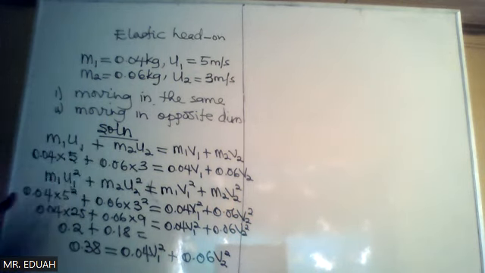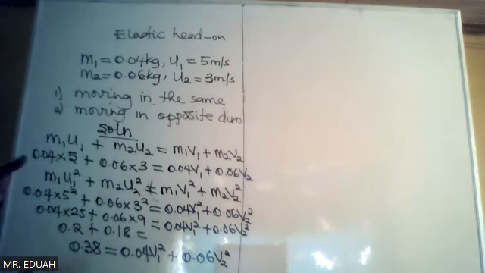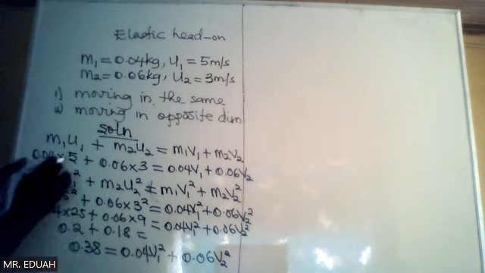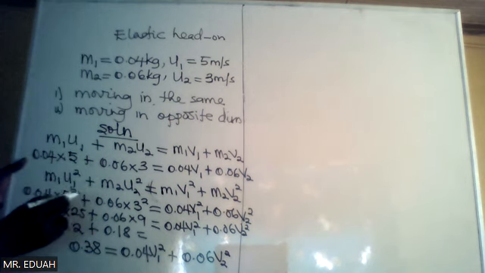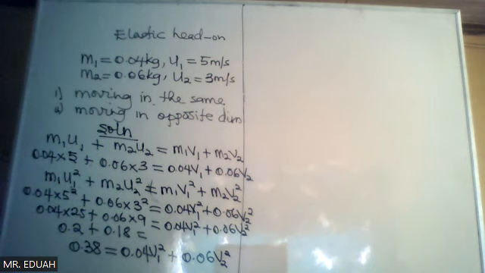If we simplify this, let's simplify the equation for conservation of momentum. Okay, this is 0.2 plus... Please, 0.04 times 25, the answer is 1. So why is it 0.2? Oh, okay, you are right. You are right.